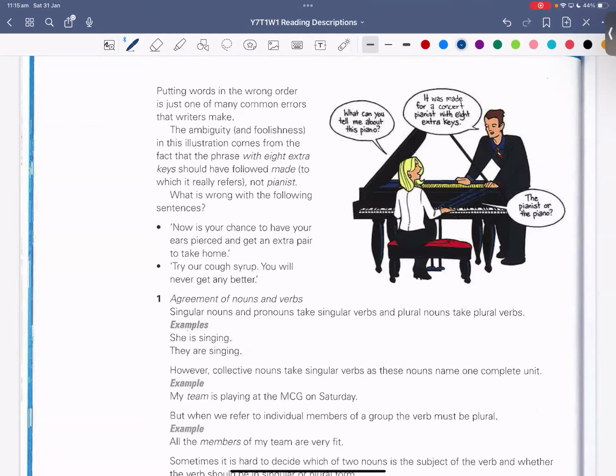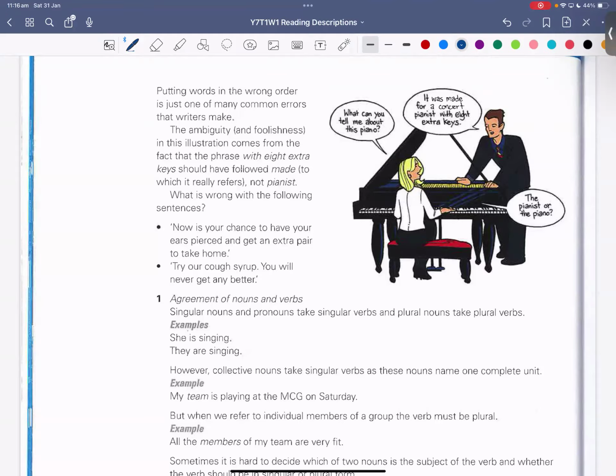Agreement of noun and verbs: singular nouns take singular verbs and plural nouns take plural verbs. Example, she is singing praises. However, collective nouns take singular verbs as these nouns make one complete meaning. Example, my team is playing at the MCG on Saturday. But when we refer to individual members of a group, the verb must be plural.